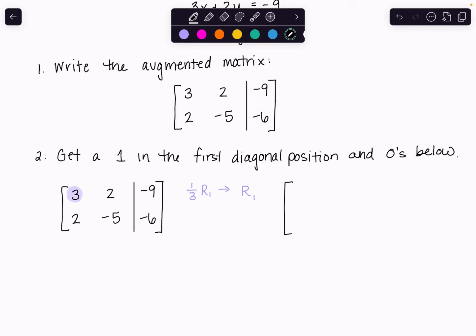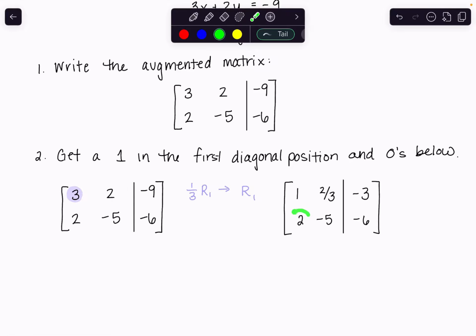So now I want to rewrite my matrix. We're doing absolutely nothing to the second row, so we leave that alone. And then each of these is divided by 3. So 3 divided by 3 is 1. 2 divided by 3, unfortunately, we do have to leave as a fraction. Then -9 divided by 3 gives me -3, okay?